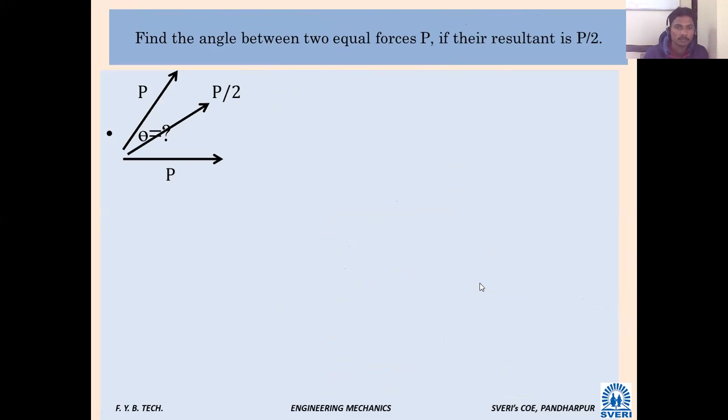A little tricky problem. What is that? Who will read? Find the angle between two equal forces P if the resultant is P by 2. Very good. Simple one. Find the angle between two equal forces. Two forces are there which are equal, and we are supposed to find the angle between them. So actually here only angle theta is asked. No alpha is asked. Only theta is asked.